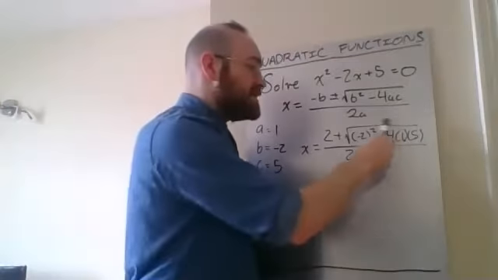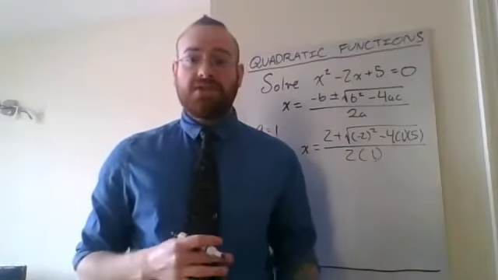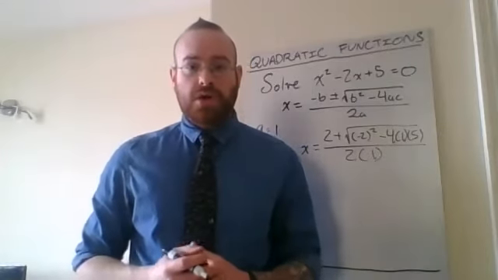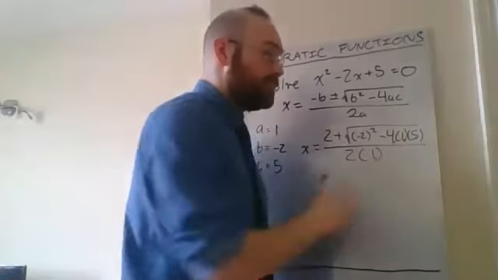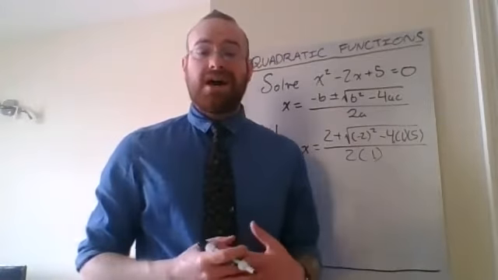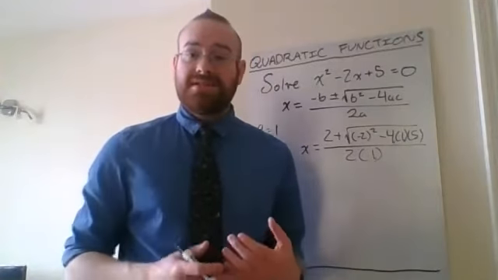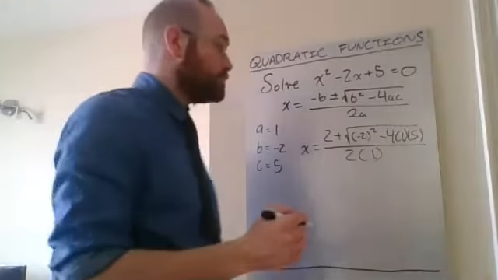Now this portion inside the square root is actually called the discriminant because it determines the number of solutions that our equation will have. If the discriminant is 0, we have only one solution. If the discriminant is a positive number, we have 2 real solutions. And if the discriminant is negative, we have 2 imaginary or complex solutions.